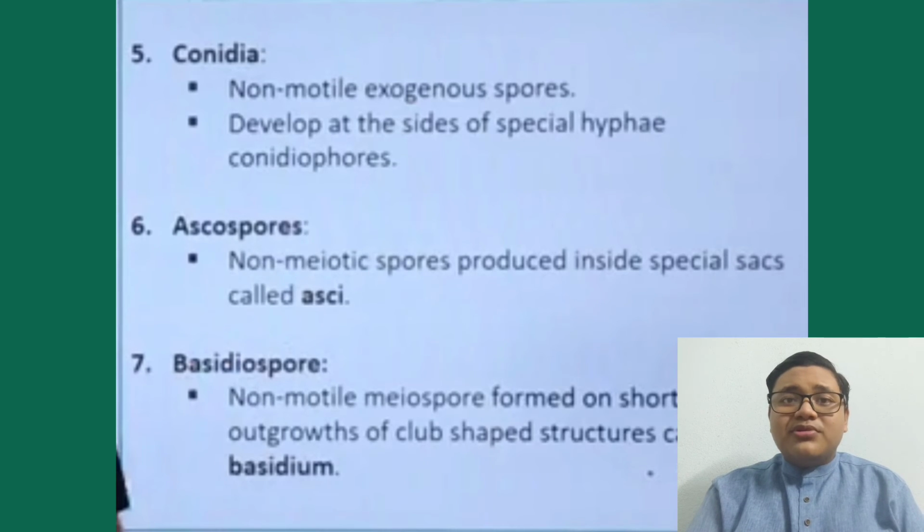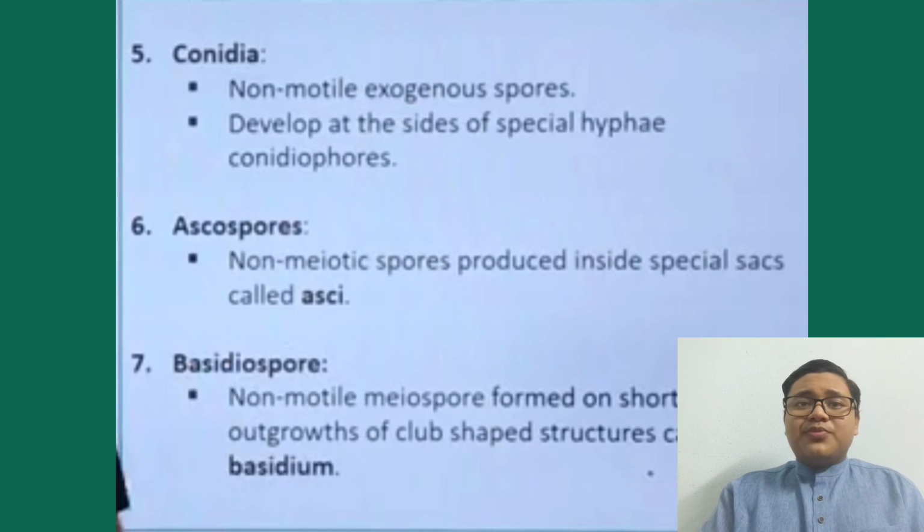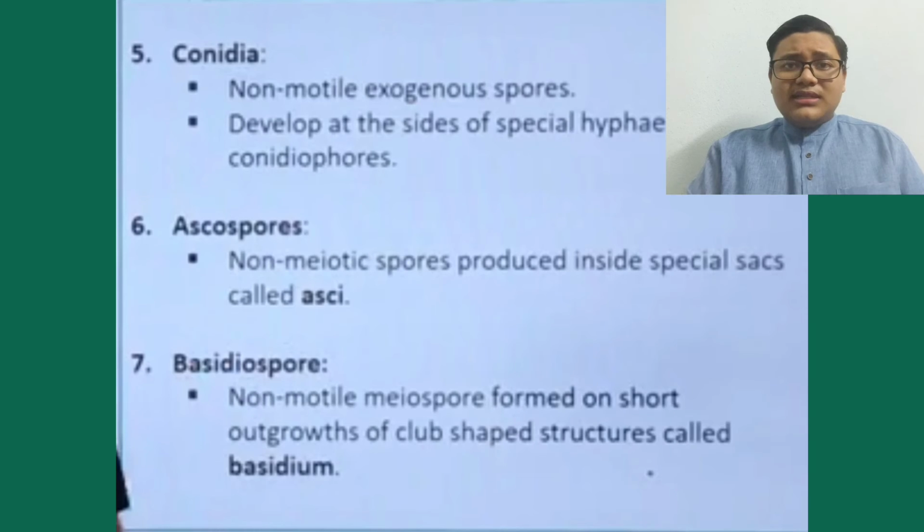The second last spores is ascospores. It is meiotic spores produced inside special sites called asci. The last one is basidiospores. It is non-motile meiospores formed on short outgrowth of club-shaped structure called basidium.